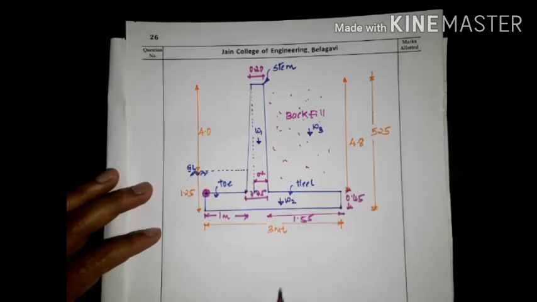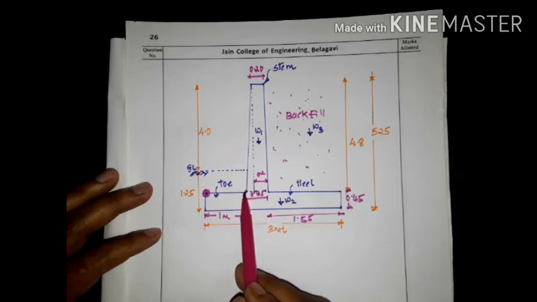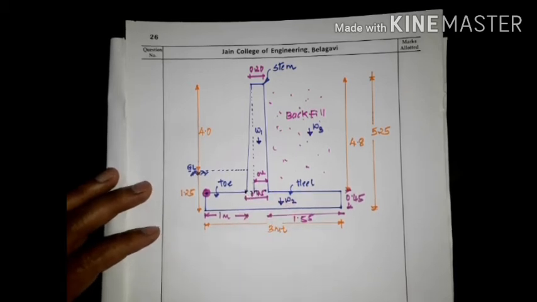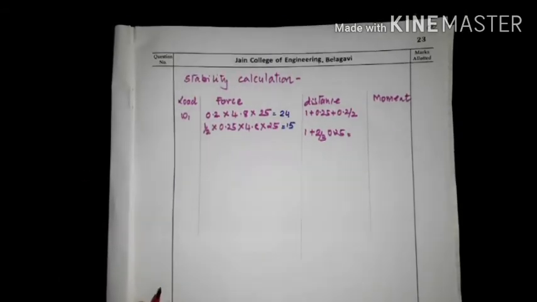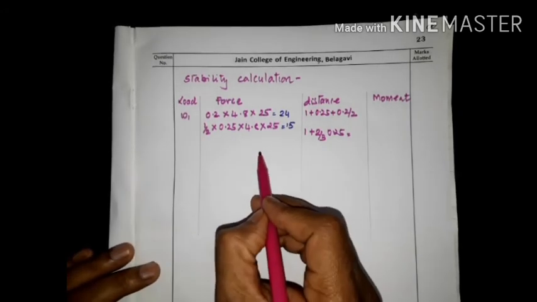And for triangular portion it is 1 plus 2/3 of 0.25, because from base it is 1/3 and from apex it is 2/3, so 2/3 of 0.25. So this is 0.25, so 2/3 of 0.25. Okay. If you want, I'll show you here.